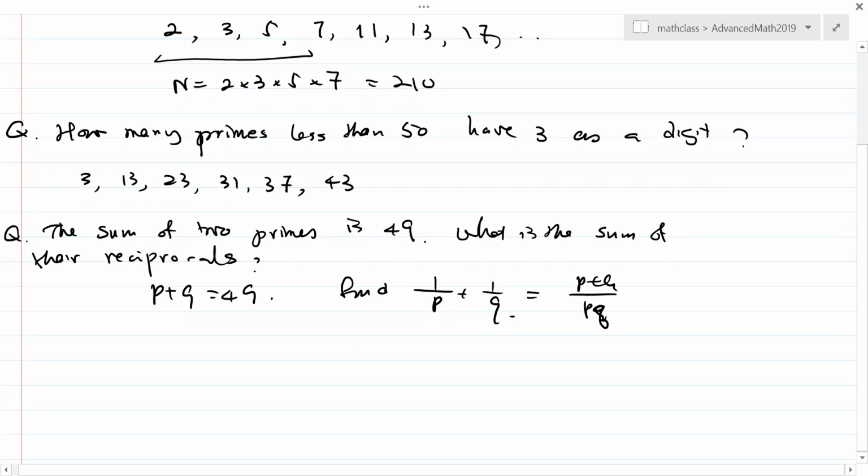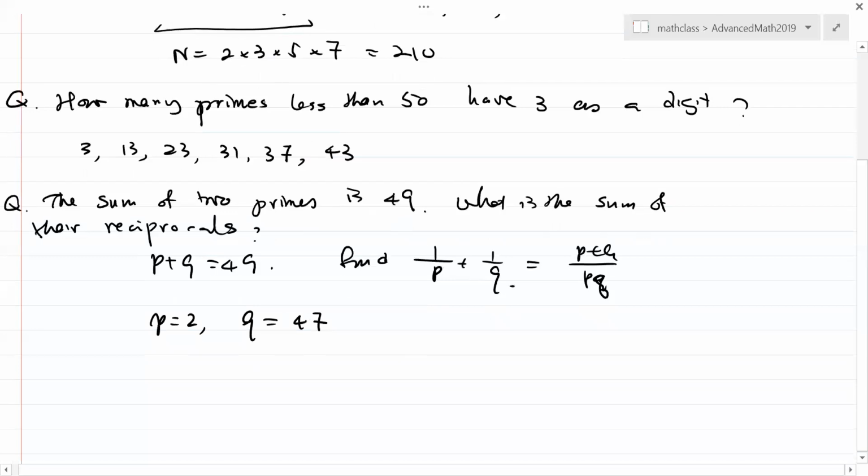But remember, prime numbers, except the first one, are all odd numbers. So the sum of two primes is usually an even number. In order to make the sum odd, one of them must be even. So you only need to determine one of them. P must be 2, then Q is 47, and that's it. Only when 2 is added to another prime number do you get an odd number. So this is a key point. If you know this, then you can solve the problem.